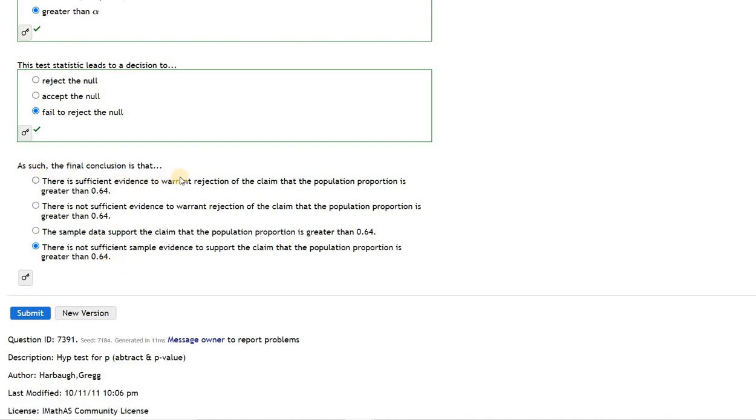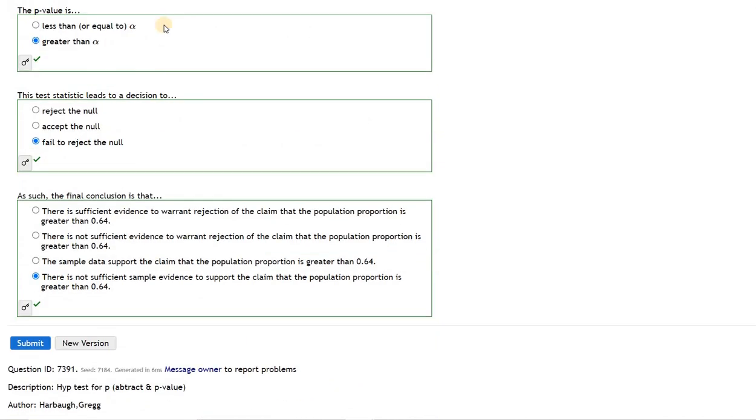The first one is not accurate because it states that there is sufficient evidence. That's the first mistake. The second one is to warrant the rejection. Again, we do not discuss accepting the rejection or rejecting the claim or accepting the claim. We only discuss failing to reject the null hypothesis or rejecting the null hypothesis, and this last statement does just that. So that is a correct decision.